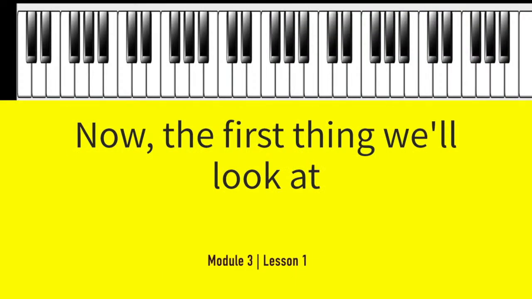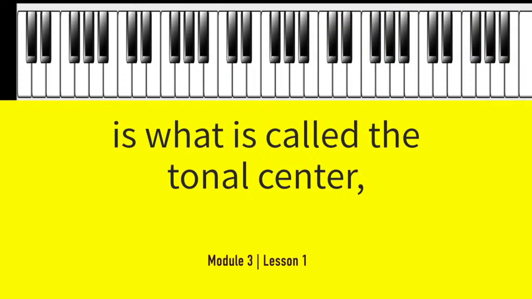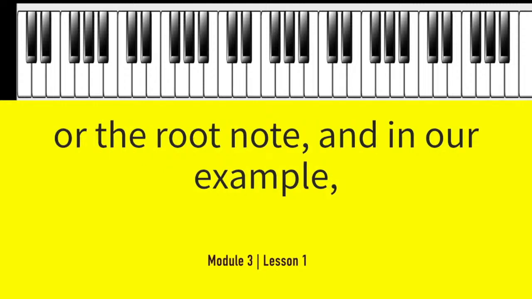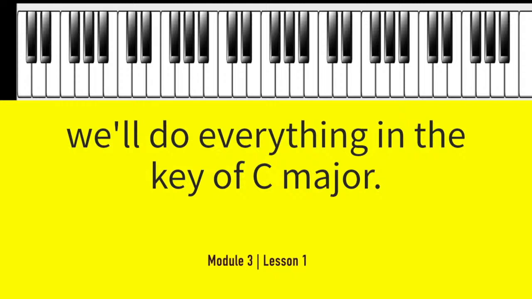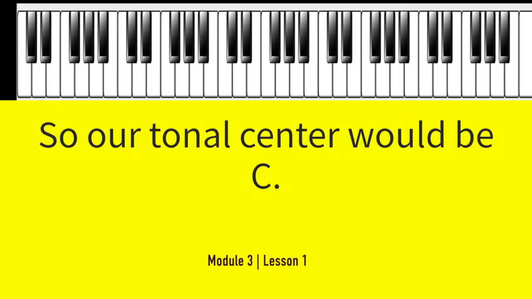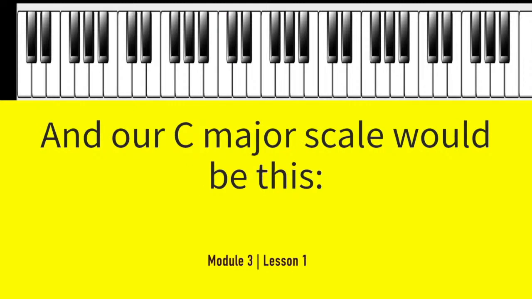Now, the first thing we'll look at is what is called the tonal center or the root note, and in our example, we'll do everything in the key of C major. So our tonal center would be C, and our C major scale would be this.